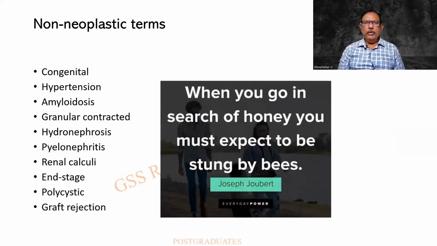When we talk about the non-neoplastic pathology, these are the terms that we should have in mind. Congenital, hypertension, amyloidosis, contracted, hydronephrosis, pyelonephritis, calculi, end stage, polycystic, rejection, and so on. That is why it is said, when you go in search of honey, you must expect to be stung by bees. There is too much of a terminology and we may falter, but then it is not wrong at all.